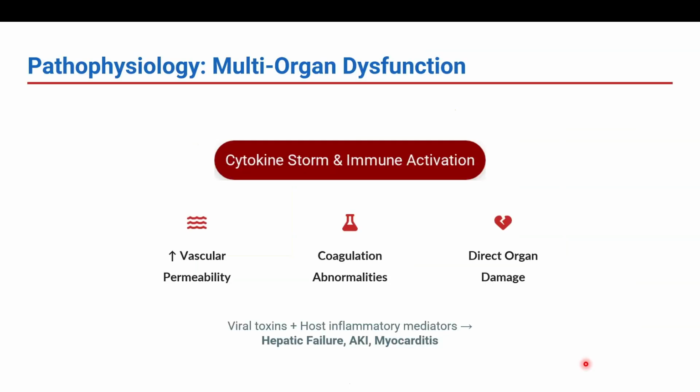So the pathophysiology of why multi-organ dysfunction occurs in dengue is mainly the cytokine storm and the secondary immune activation to dengue virus. It increases the vascular permeability, it deranges the coagulation parameters, there can be direct organ damage. So the viral toxins alone do not cause this, there are also host inflammatory mediators which lead to hepatic failure, acute kidney injury, and myocarditis.